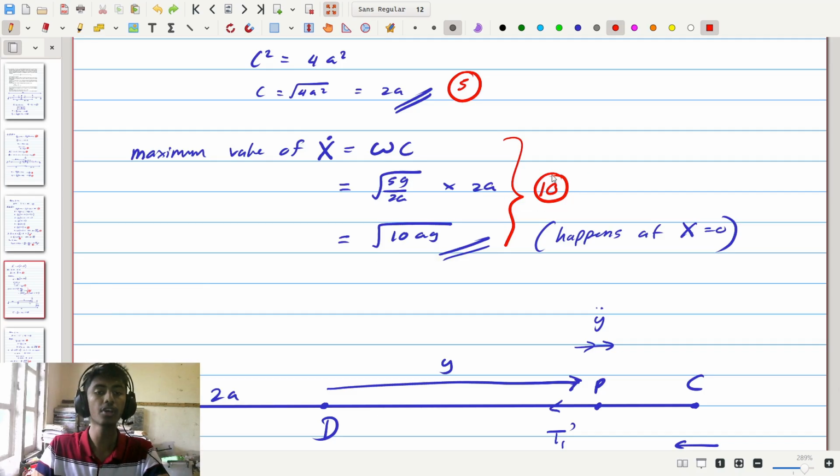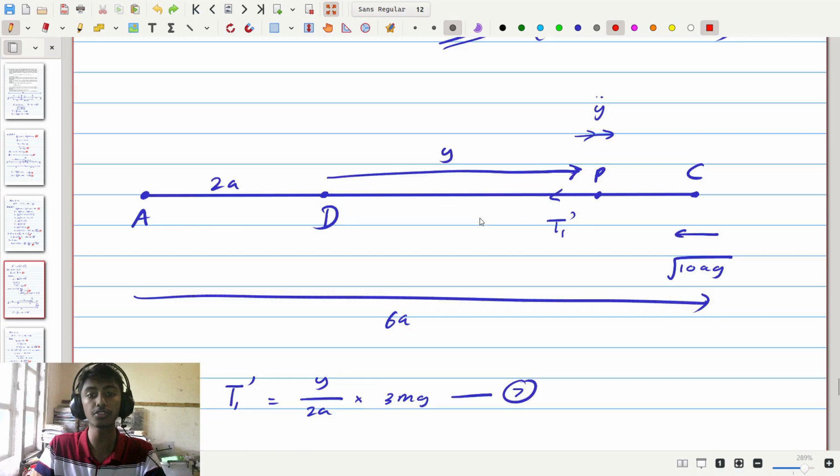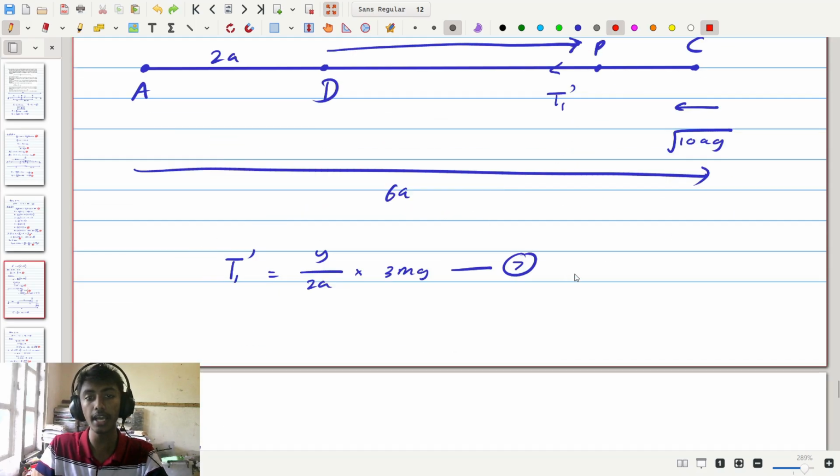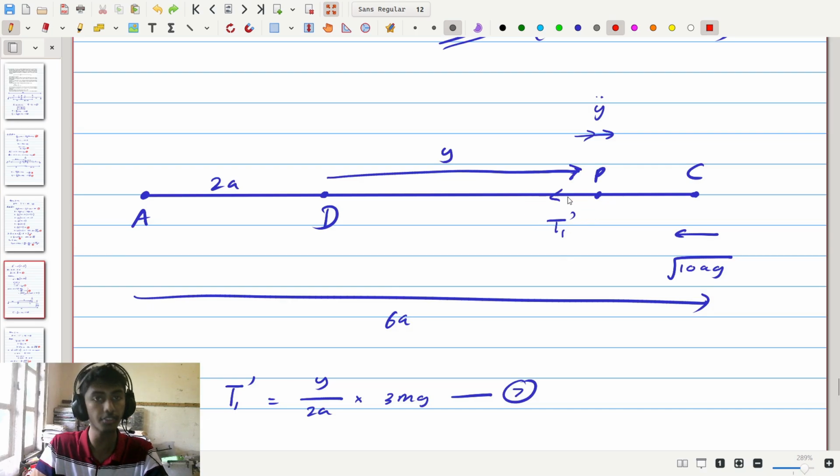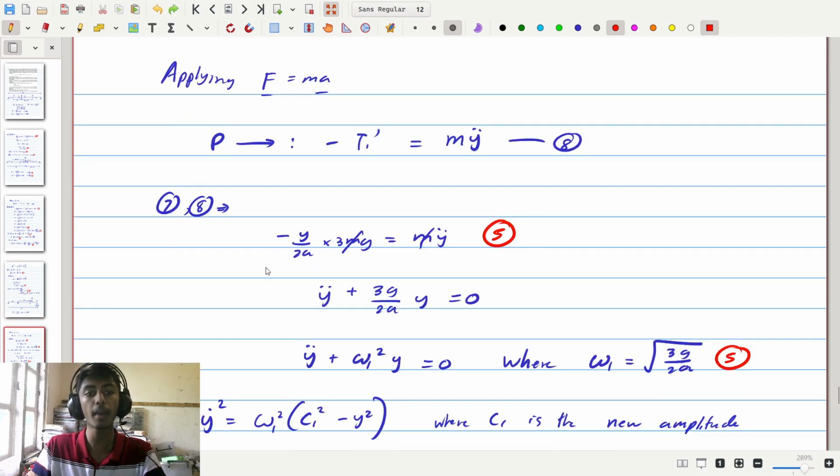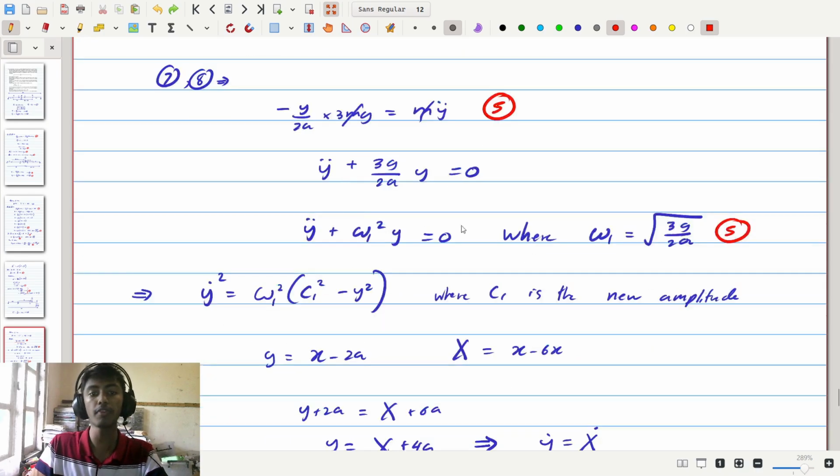Now after this, when we cut the string when the particle P reaches that point, as in capital X equals 0, and we consider the situation at that point, when you draw all the diagrams, get the correct values, get T dash, T1 dash, here the tension in the string, and then using that, when you apply F equals ma correctly, for all of that you get 5 marks. When you simplify down to get this equation of the form y double dot plus omega 1 squared times y equals 0, and you get that omega 1 is equal to the square root of 3g over 2a, you get 5 marks.